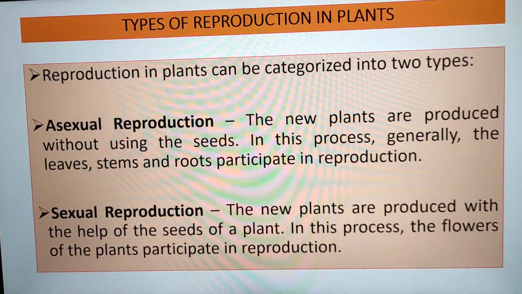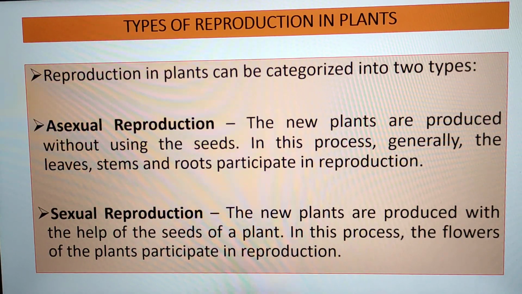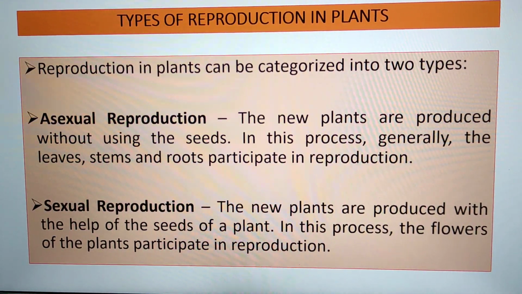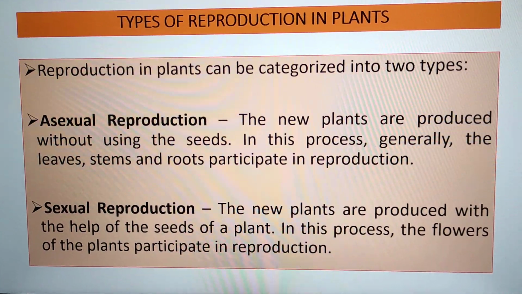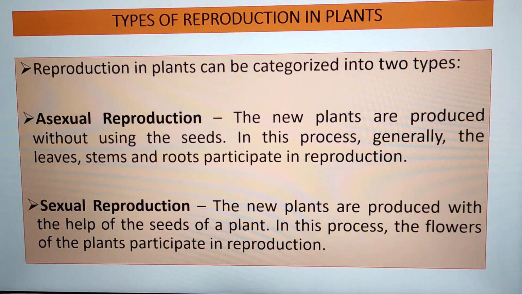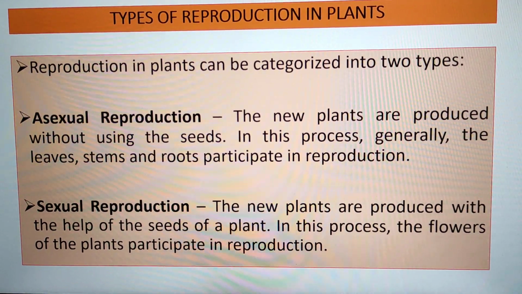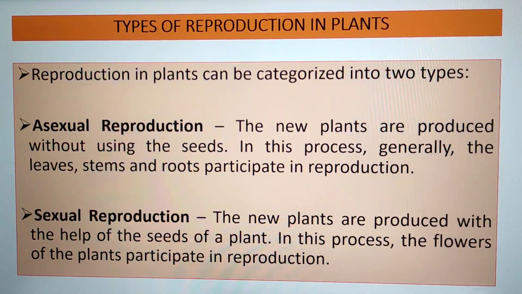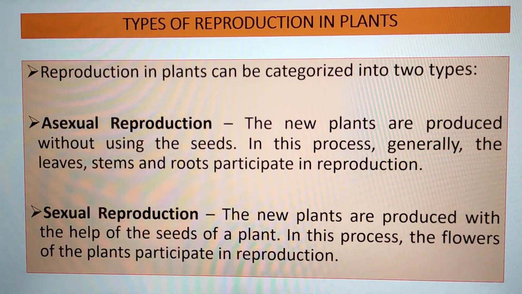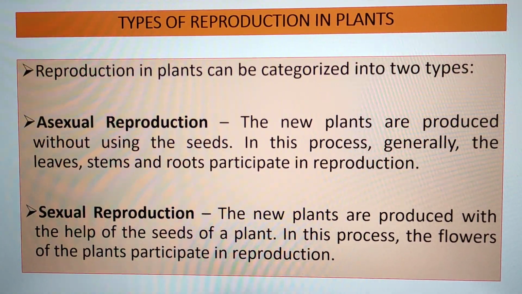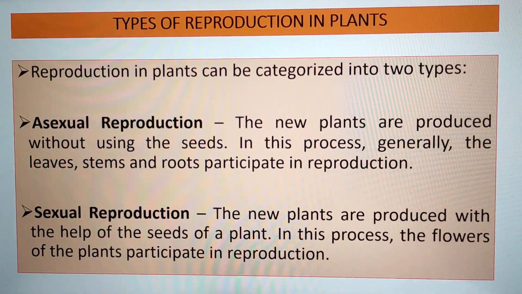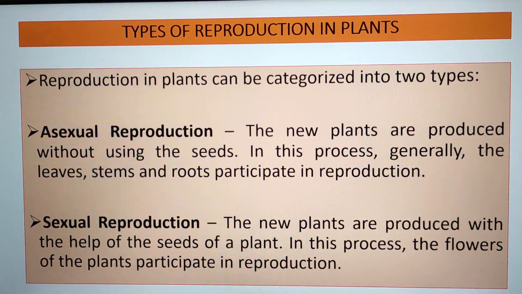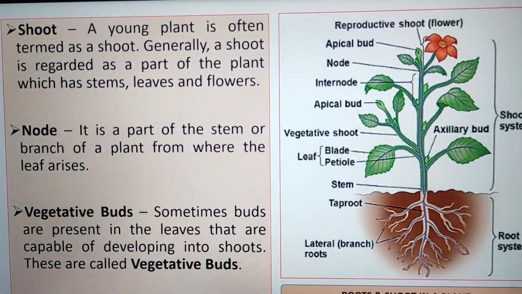Types of reproduction in plants. Reproduction in plants can be categorized into two types: asexual reproduction, sexual reproduction. In asexual reproduction, the new plants are produced without using the seeds. In this process, generally the leaves, stem and roots participate in reproduction. Sexual reproduction. The new plants are produced with the help of the seeds of a plant. In this process, the flowers of the plant participate in reproduction.